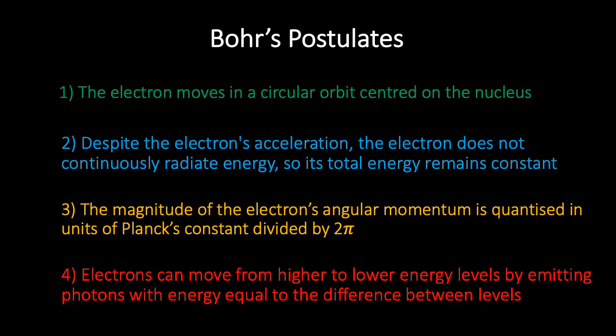So we will now consider these ideas in a bit more detail. We will begin by looking at the quantization of angular momentum. According to classical physics, the angular momentum of an orbiting electron is found by multiplying the mass of the electron by the vector cross product of the radius and velocity vectors.